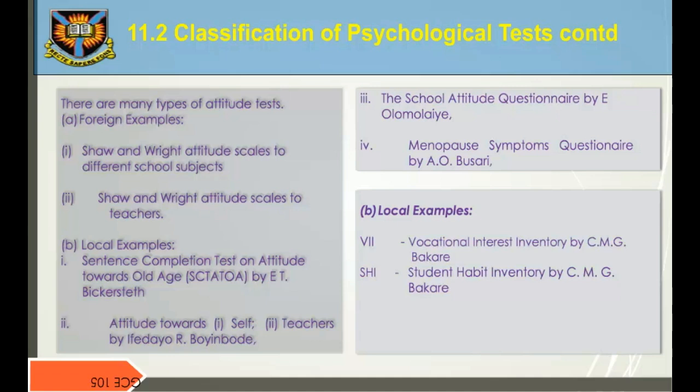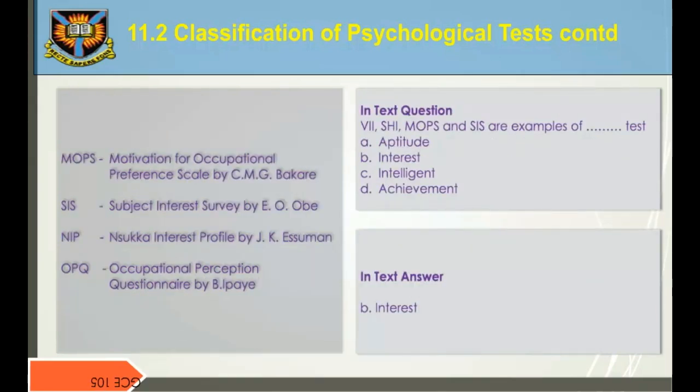Boyibodi. 3. The School Attitude Questionnaire by E. Olomolaye. 4. Menopause Symptoms Questionnaire by A.O. Busari. 7. Vocational Interest Inventory by C.M.G. Bakari. SHI, Students Habit Inventory by C.M.G. Bakari. MOPS, Motivation for Occupational Preferences by C.M.G. Bakari. SIS, Subject Interest Survey by E.O. Obe. NIP, Unsuka Interest Profile by J.K. Esuman. OPQ, Occupational Perception Questionnaire by B. Ipaye.